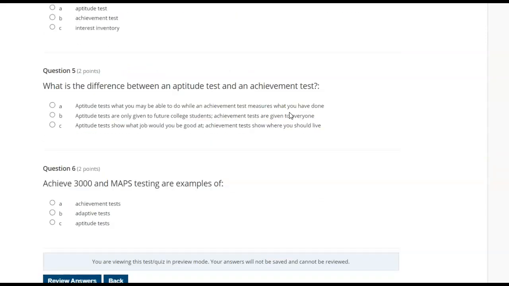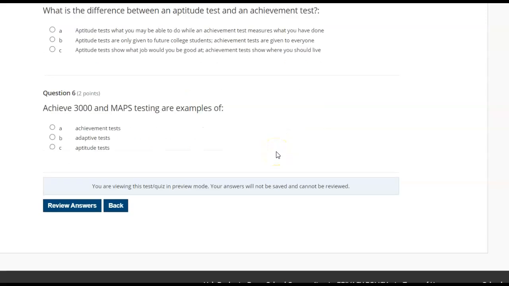What is the difference between an aptitude test and an achievement test? A. Aptitude tests test what you might be able to do, while an achievement test measures what you have done. B. Aptitude tests are only given to future college students. Achievement tests are given to everyone. C. Aptitude tests show what job you would be good at. Achievement tests show where you should live.